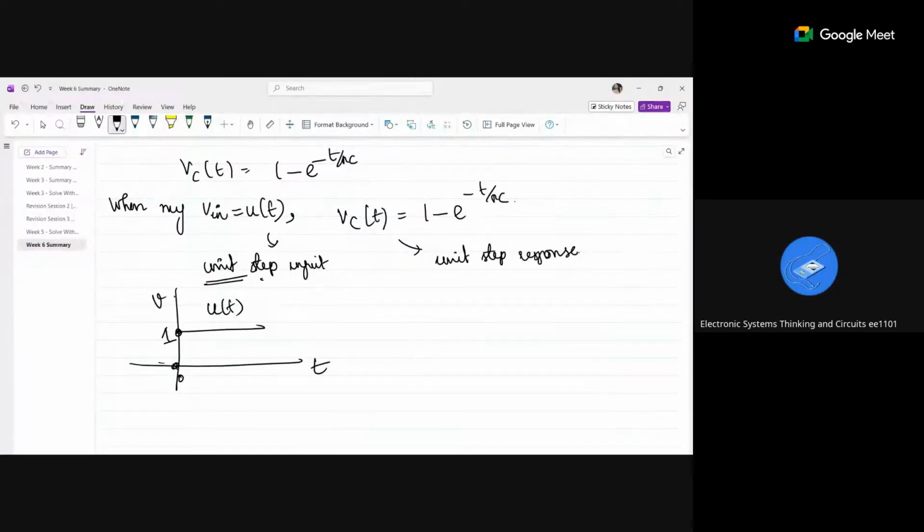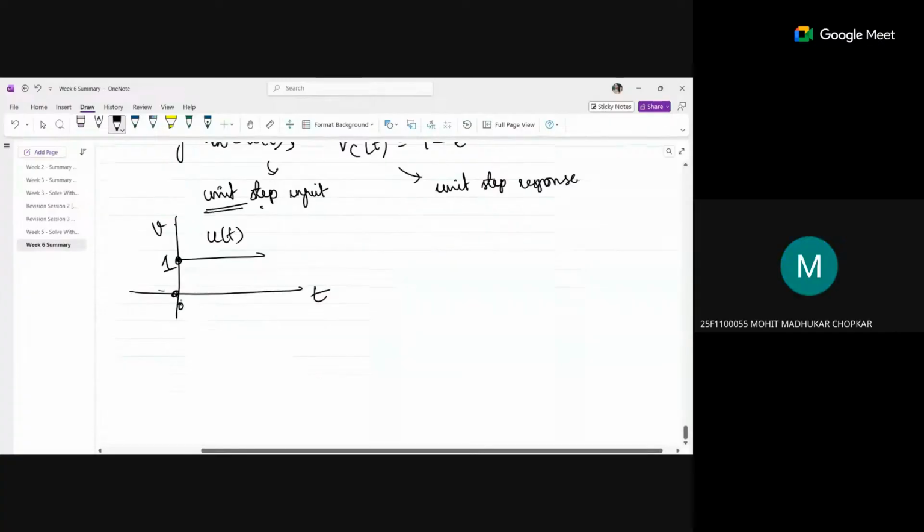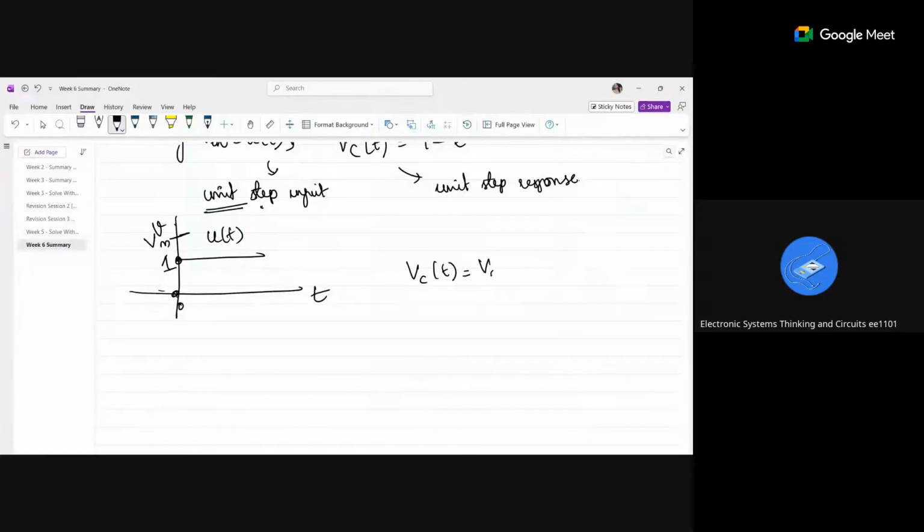This is the voltage. Ma'am, can it be greater than 1 or not? See, if it is greater than 1, my signal will become Vc of t, and if this u of t is some Vm, Vm times 1 minus e power minus t by RC.